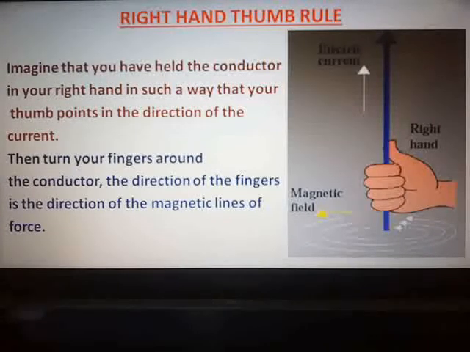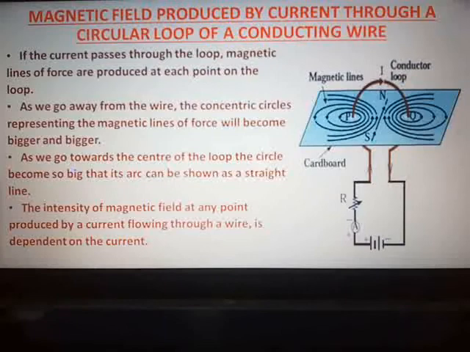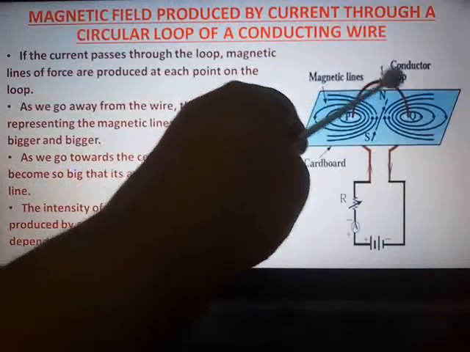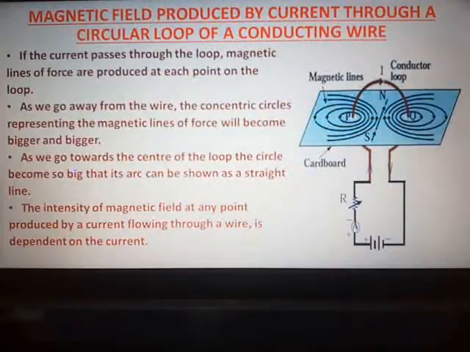Now we move towards our next topic, magnetic field which is produced by current through a circular loop. Now you all know what a circular loop is. You can see here a loop. How is a circular loop prepared? It is made by just bending your conductor.